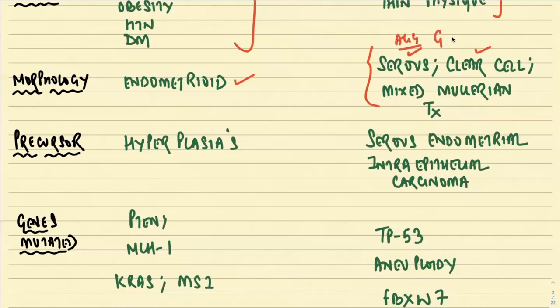And all of them are regarded as grade 3 tumors, whereas the type 1 tumors have grade 1 to 3. I will discuss how we are going to grade this tumor.